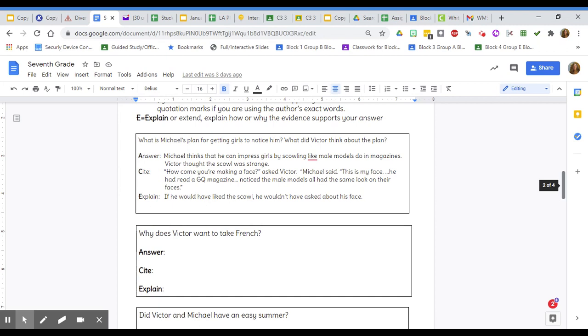Be sure when you are answering the questions. Why does Victor want to take French? In your answer, Victor wants to take French because, go into the text, find where you're getting your ideas from, and then explain it. The boxes will grow as you're typing. That's fine. Make sure you're answering completely.